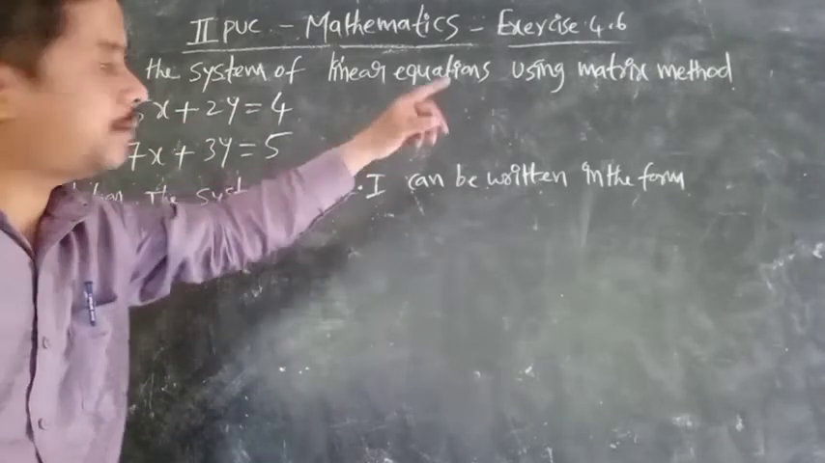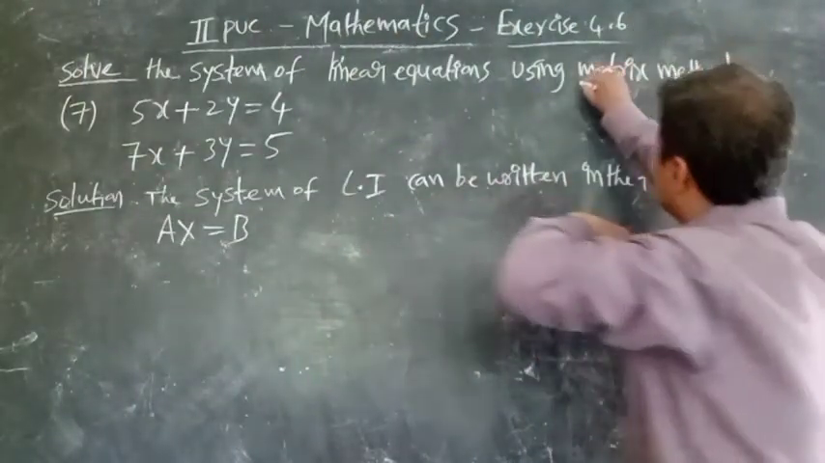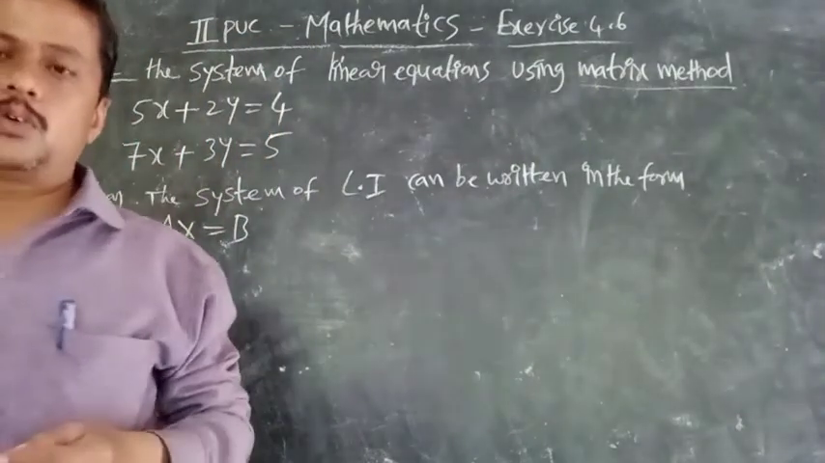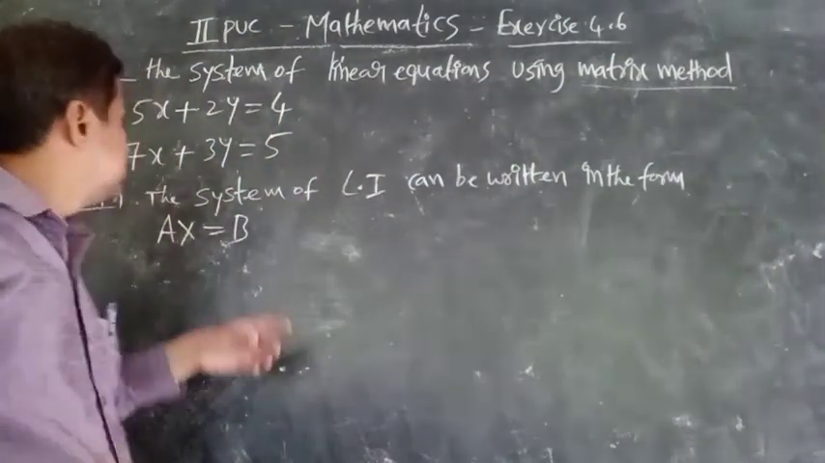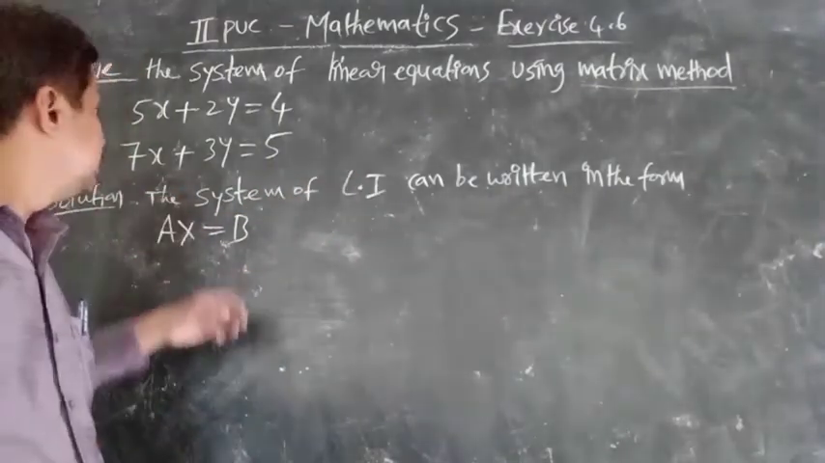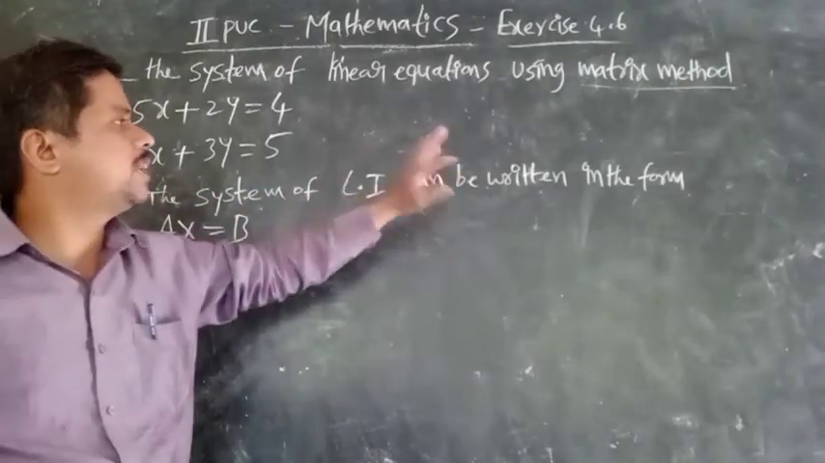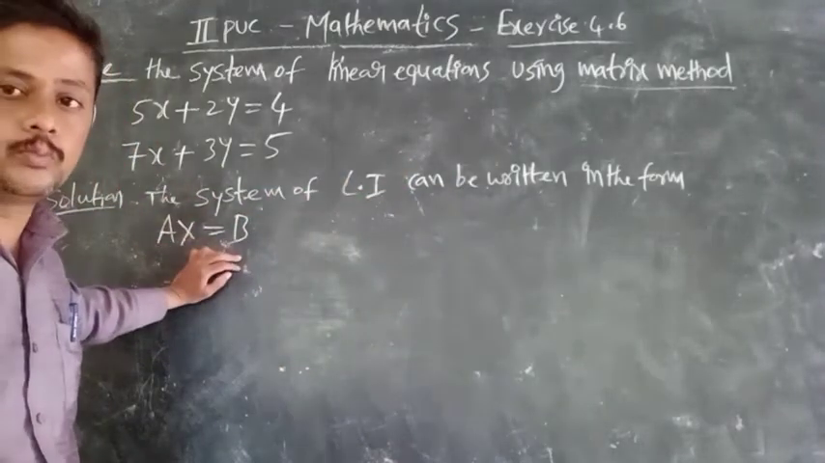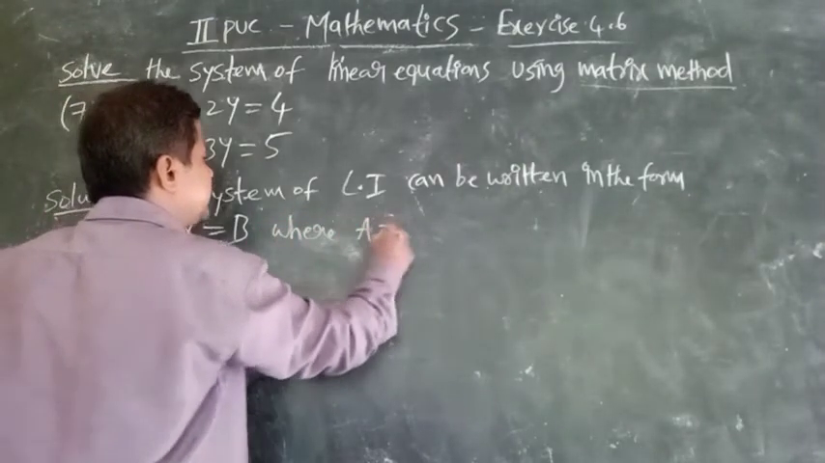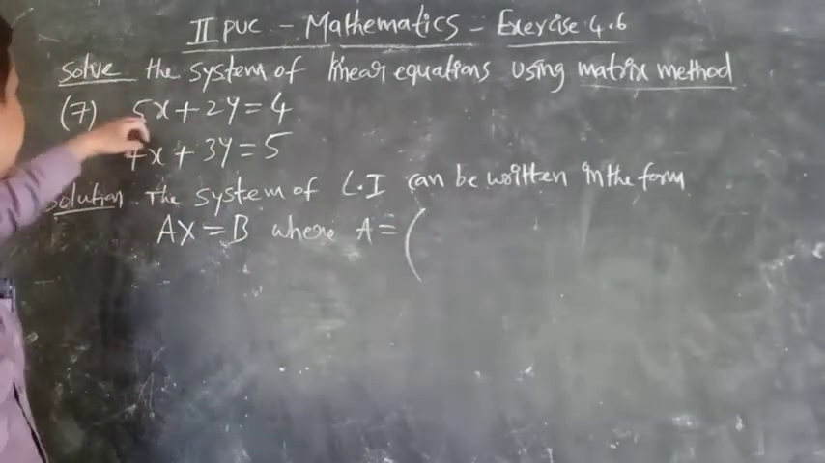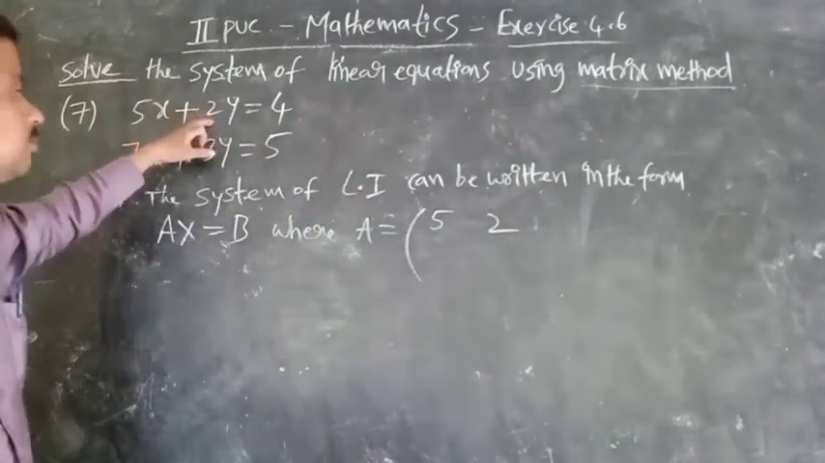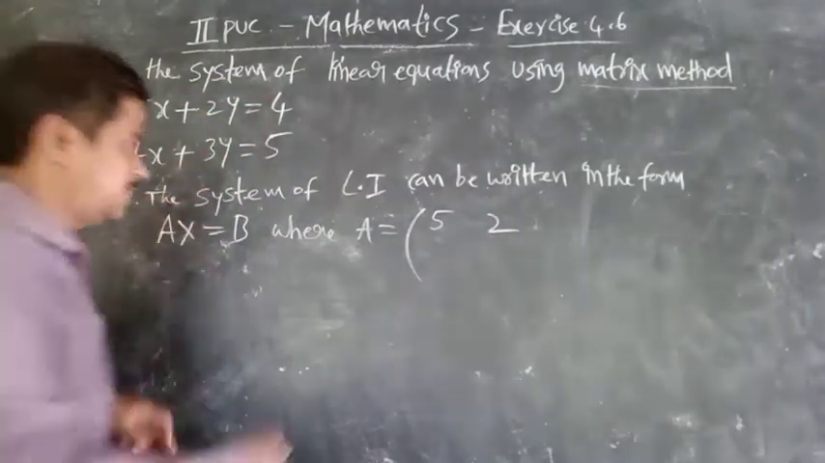Solve by using the matrix method. This is the matrix method. What is the procedure? I already told the matrix procedure in previous videos, so watch those videos also. My dear students, I will tell with one example. This is one problem. See, first the system of linear equations can be written in the form of AX is equal to B, where A is equal to the x coefficients and y coefficients: 5, 2, write down, 5, 2, right, 7, 3.